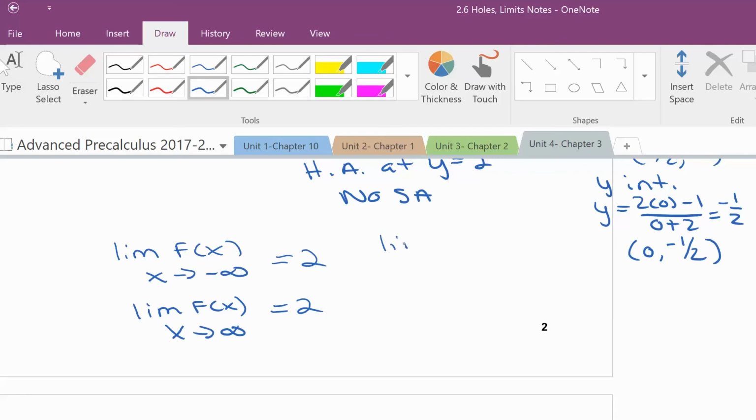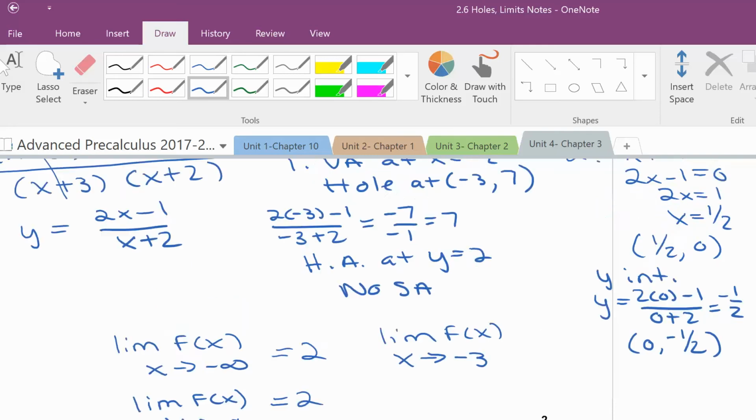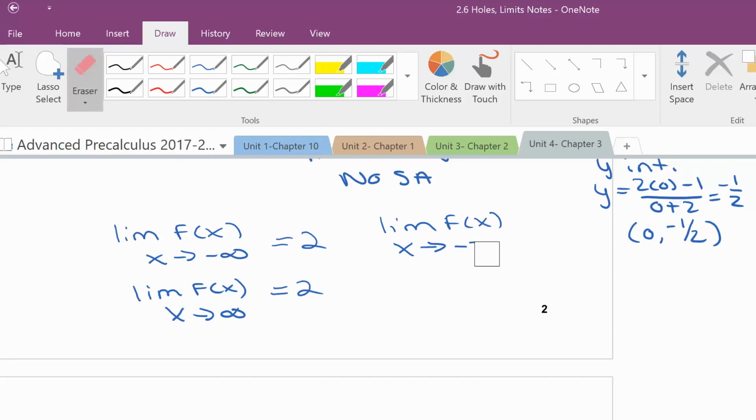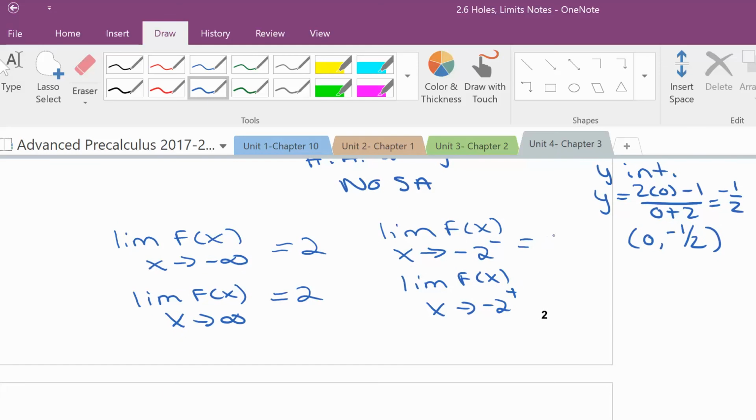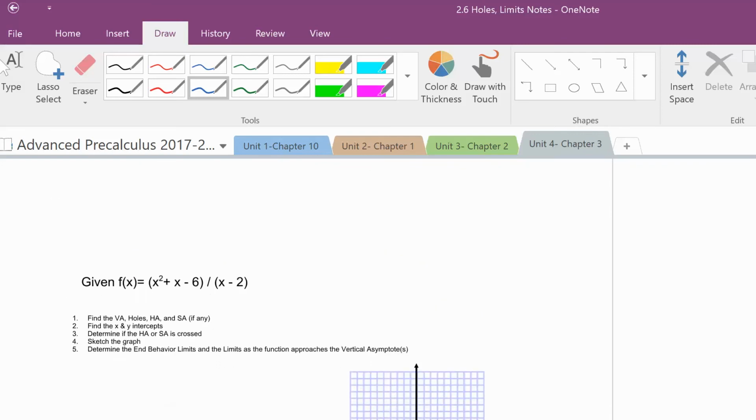And then for the vertical asymptote, the limit of the function as x approaches negative 3, I believe, or negative 2, sorry, negative 2 from the left, and the limit of the function as x approaches negative 2 from the right. From the left, it's going up. From the right, it's going down. So from the left, it's going up towards infinity. The right, it's going down towards negative infinity. All right. We're going to skip this one.